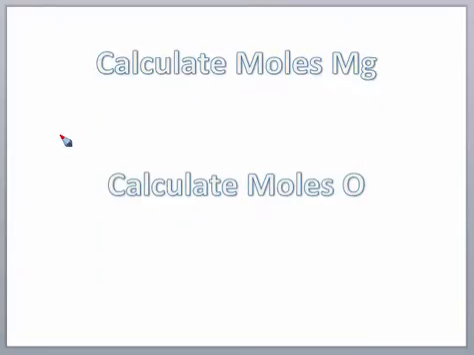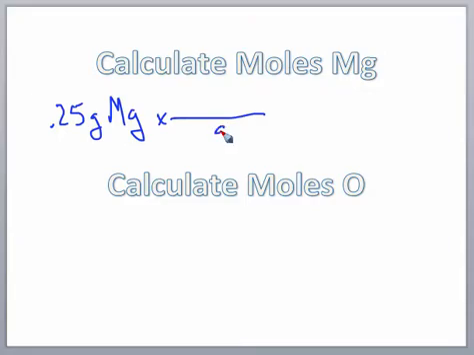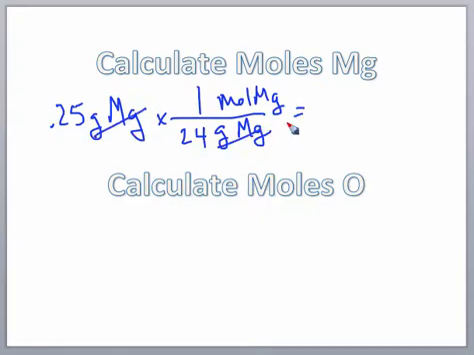Okay, so we're going to take our 0.25 grams of magnesium, and this calculation should be easy for you at this point. We're going to put grams in the denominator, and we're converting to moles. Again, the number with moles is 1. We go to the periodic table, we see that magnesium has a mass of 24, so our grams cancel. And when we do the math there, we're going to get 0.01 moles of magnesium.